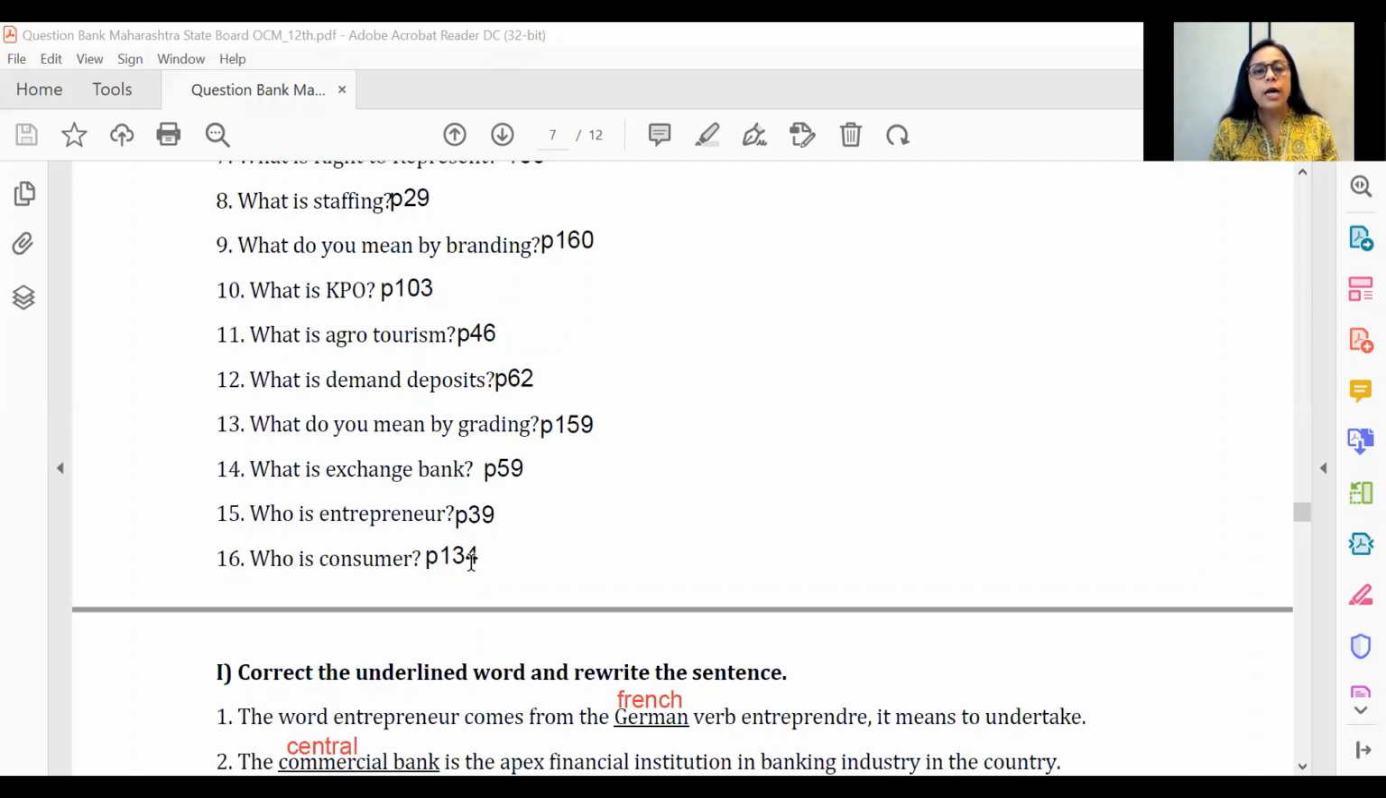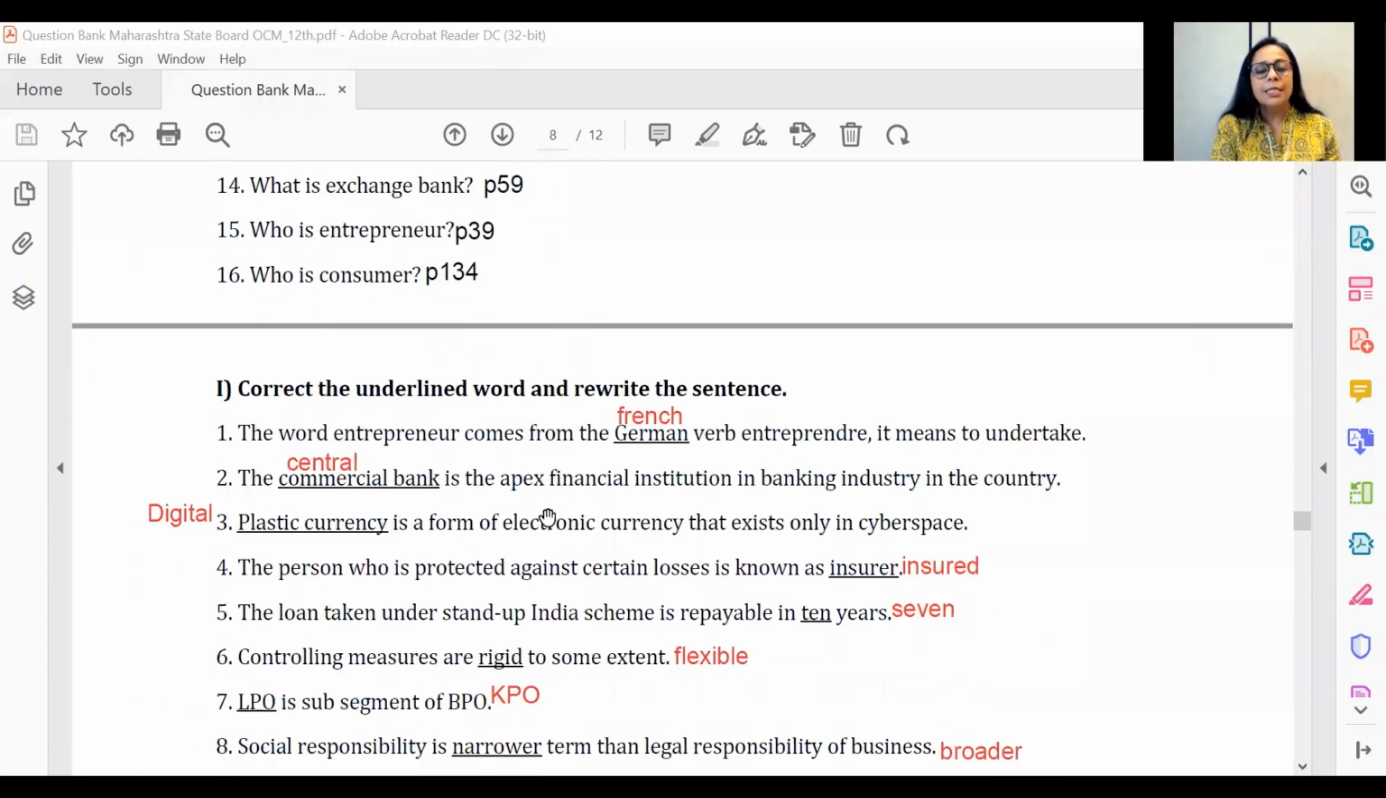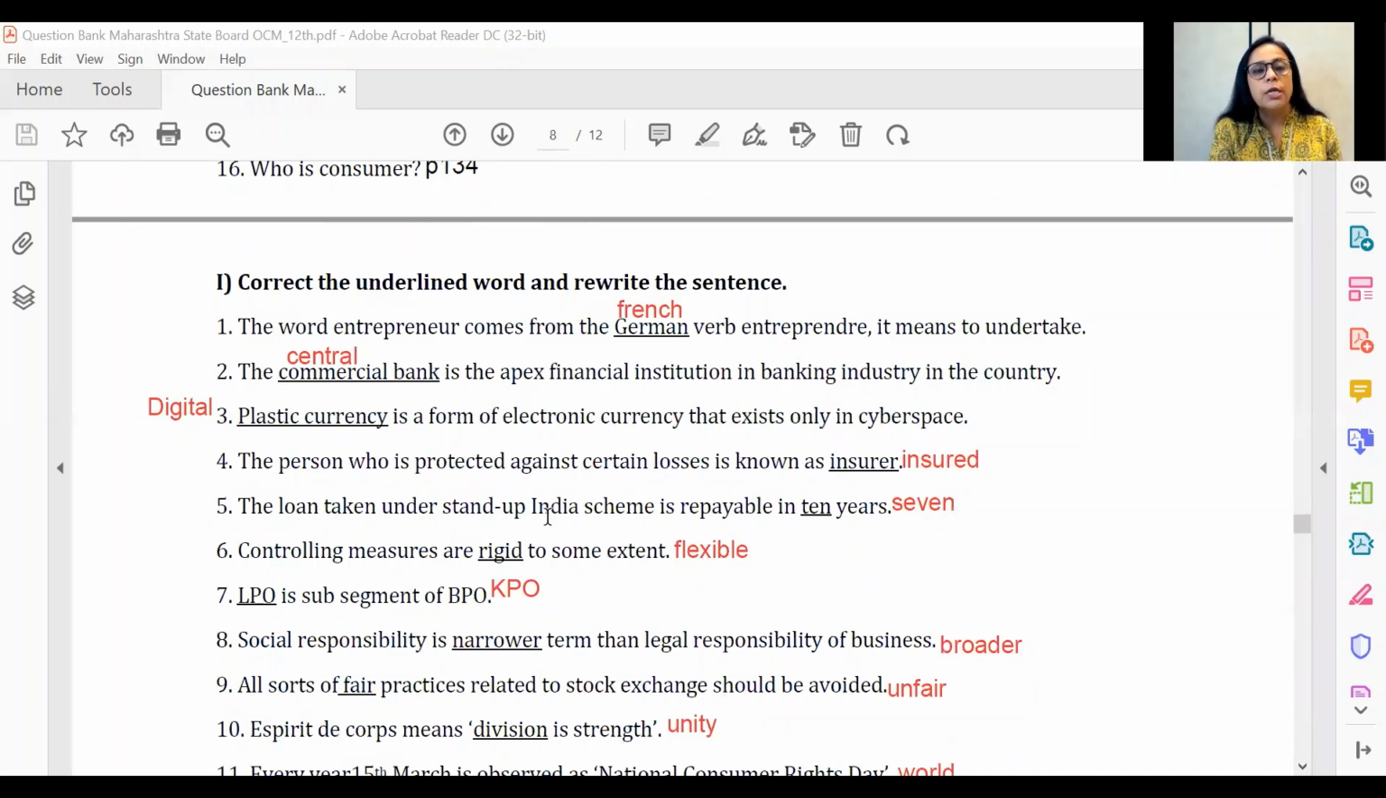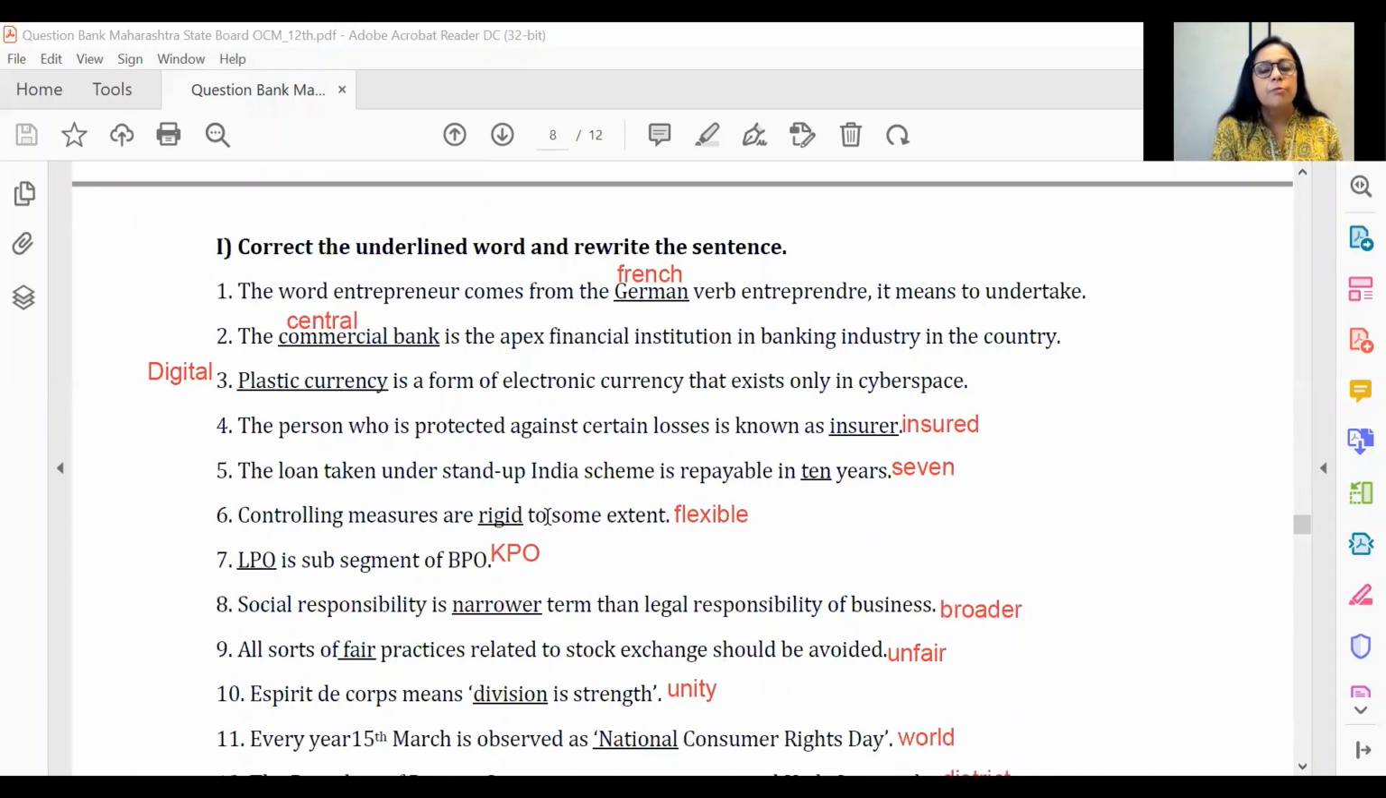The board actually asks the simple ones. They do not go into the difficult ones, like they will never ask you what is exchange bank or who is a consumer, what is a demand deposit, what is KPO. So these are something that are very rarely asked in the board. In any case, I hope you all have taken the screenshots of the page numbers where you will find answers to all of these. Let's try and make the video a little short. And with that in mind, we move on to the next objective that you have here.